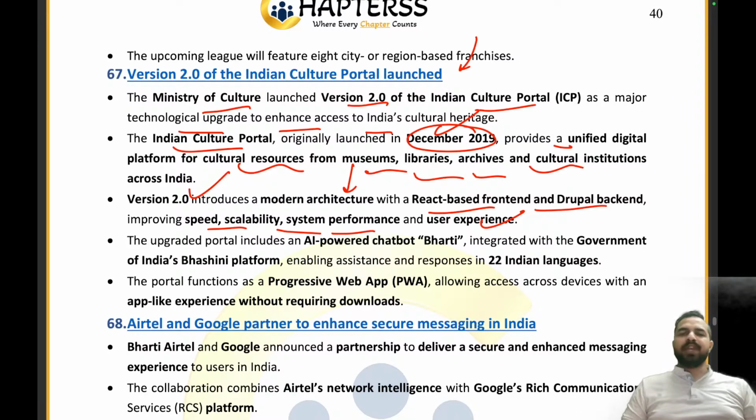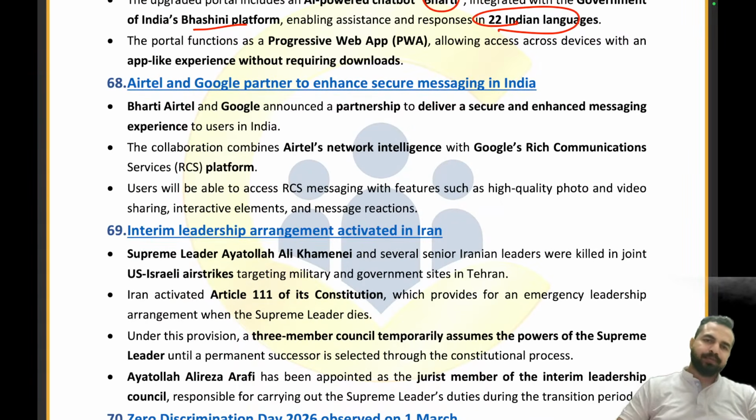Now my dear friends comes a very important part. In version 2.0 of the Indian Culture Portal which has been launched, there is an AI-powered chatbot, that is the Bharati chatbot, which is integrated with the Government of India's Bhashini platform, providing support across 22 Indian languages. So please remember, 22 Indian languages support has been provided through the Bharati chatbot on the Indian Culture Portal, which has been launched by which ministry? Ministry of Culture. Absolutely right.